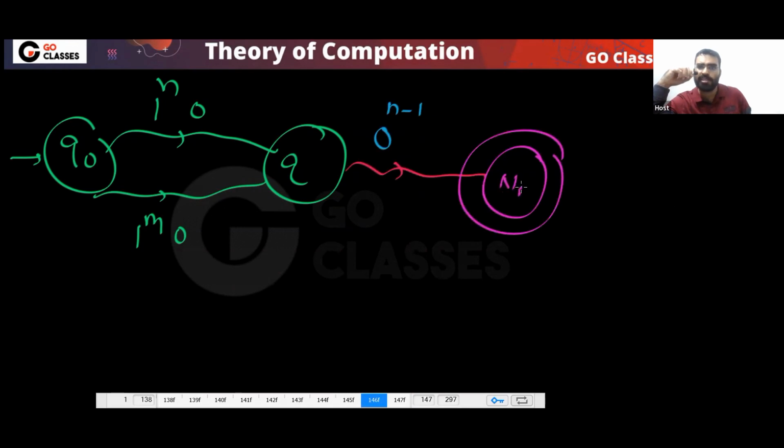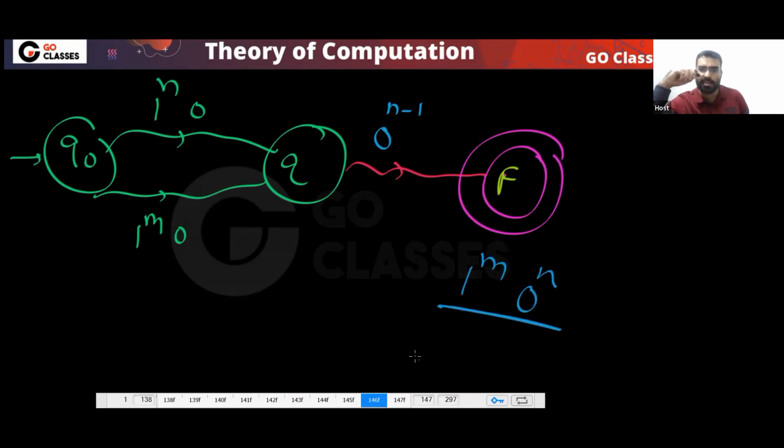If you go to non-final state, what is the problem? Tell me. If you go to final state, what is the problem? This extension will create a problem. If you go to final state, then this string will be accepted.